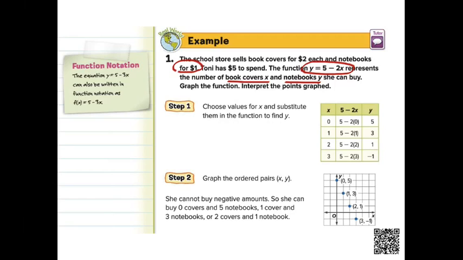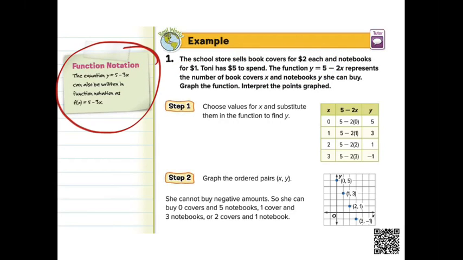Okay. If we take a look at where this 5 came from in our equation, the 5 comes from the fact that we have $5 to spend. So if I have $5, I'm going to take away $2 for each notebook that I purchase. So if I purchase one notebook, I take away $2. If I purchase 2 notebooks, I take away $4. 3 notebooks, take away $6. Okay, so I have my 5. I take away $2 for every notebook, or for every book cover, and that leaves me how many notebooks I can have. Okay, so that's where everything's coming from here.